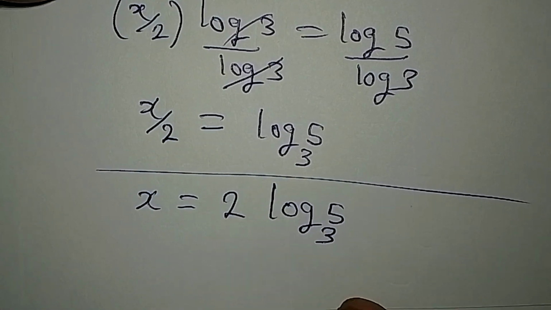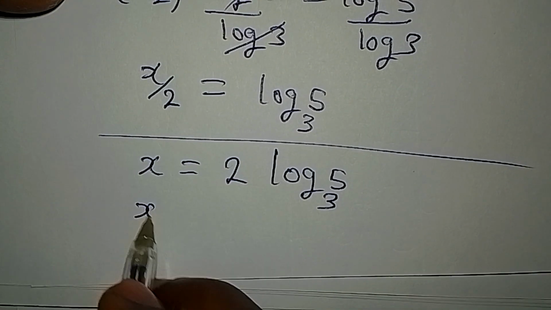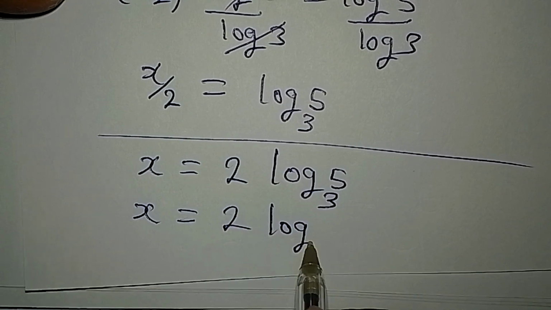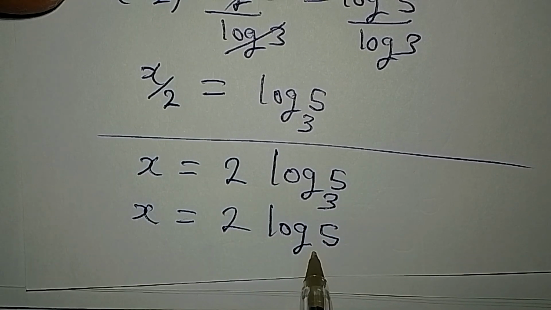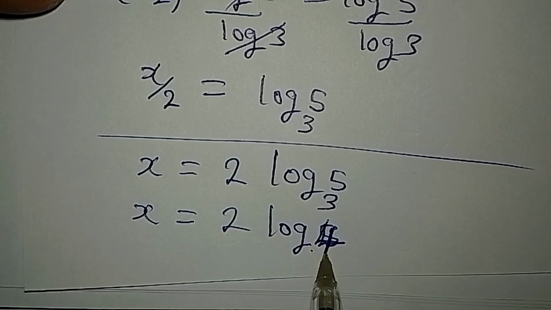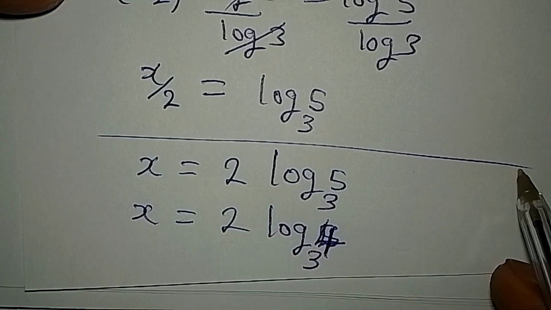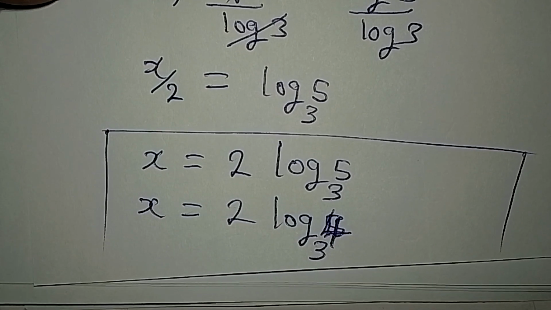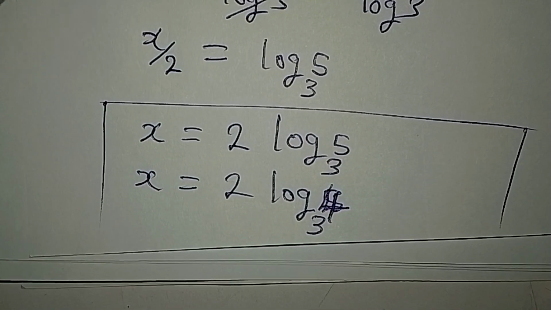This is one of the values, and the other value is x equals 2 log 5 to base 3. The first one is 2 log 4 to base 3. So from here we have the two values of x. But the question is, do you think both of them would satisfy the equation?